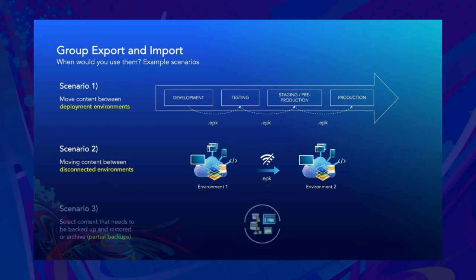So this is something that we know is going to be used, it's being used. And the third scenario is to do partial backups. Imagine you just want to back up an application with all the items related to it, or all the content from one department or whatever. You can share that content with that group, run the export operation, generate the EPK file, download that file, and do whatever you want. Keep it safe somewhere so you have a backup just in case something goes wrong.